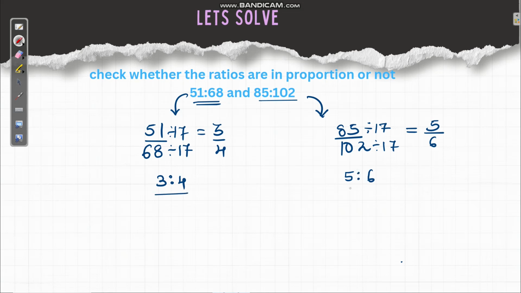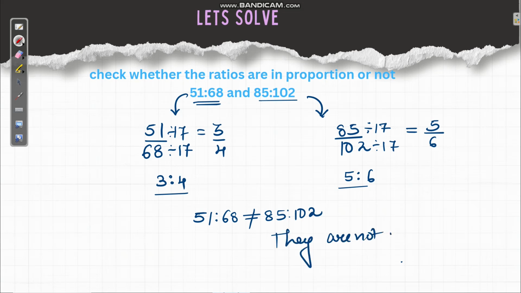The ratio here and on this side, they are different. That means the given two ratios are not in proportion. So when they are not in proportion, you can write simply like this: 51 is to 68 is not equal to 85 is to 102. That means they are not in proportion. This is the first way of finding out whether it's in proportion or not. There's a second way also. I'll show you that, that's using the formula.